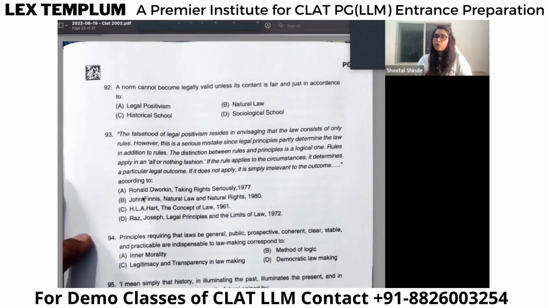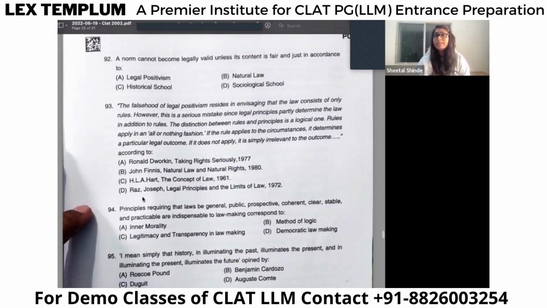Now 92 is: a norm cannot become legally valid unless its content is fair and just in accordance to norm. I told you, remember the catchy words, very, very important words, so that you will easily tick mark the correct answer. Norm. What could it be? Kelsen, right? So answer is A, legal positivism again. You remember the pyramid that I taught you in the class? The lower norms give validity to the higher norms, isn't it? So Kelsen belongs to the positivistic school. So the answer is legal positivism.